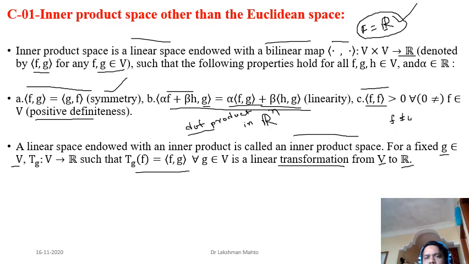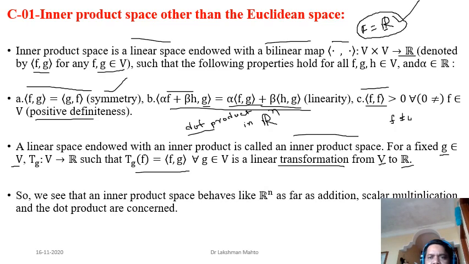Remember that your entry-level scalars happen to be real scalars. When you take complex scalars, things happen in a conjugate way, but I'm not talking about conjugates or complex scalars. So we see that an inner product space behaves like Euclidean space as far as addition, scalar multiplication, and dot product are concerned. Every non-Euclidean space that has an inner product behaves like Euclidean space Rn. That's why we define inner product spaces.